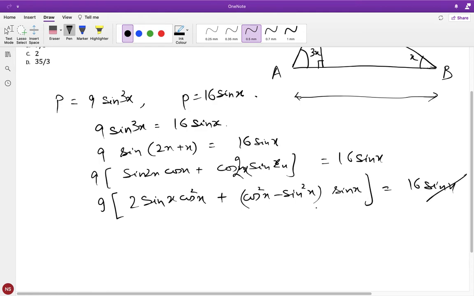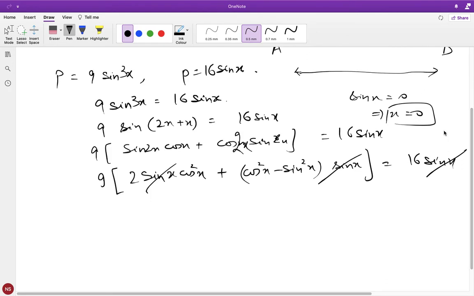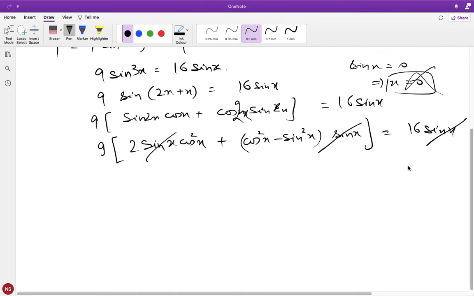So I will cancel sin x. Sin x equal to 0 is not a solution because that would mean x equal to 0, so this will not be a triangle. So I'm not considering this.